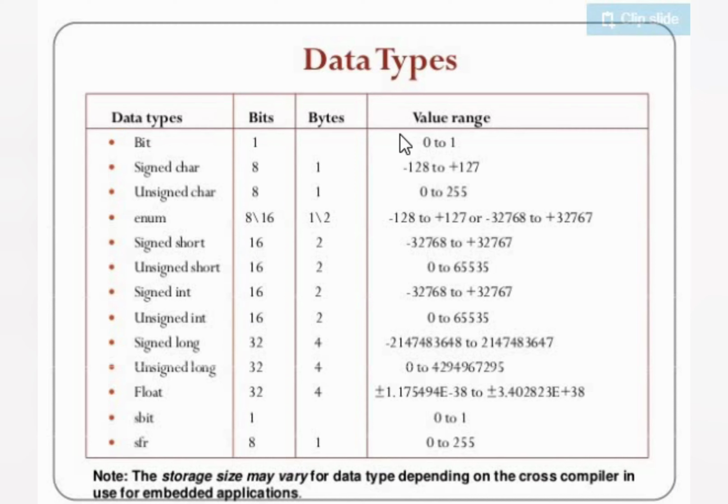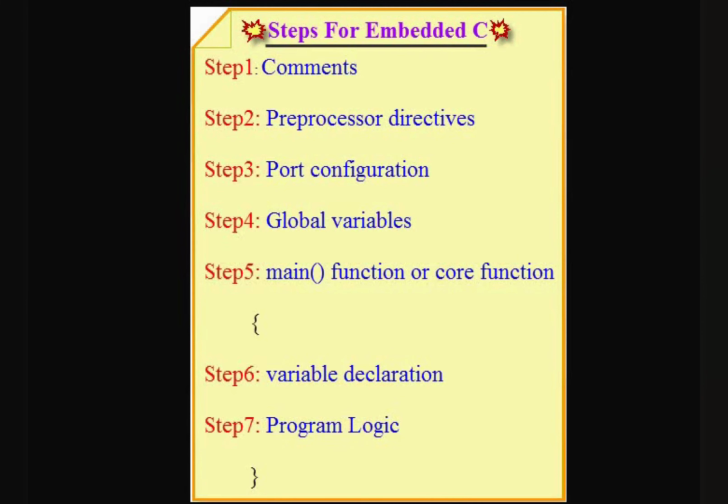So now, how to use the data types in this embedded C programming? Let's see. Steps for embedded C: how to write a program in embedded C. These are the 7 steps you can follow to write a C language program.